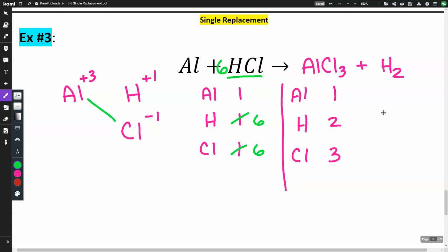So now we can fix the hydrogens the right way, and the chlorines. So we have 6 on the left, I have 2 on the right, so let's put a 3 here. 3 times 2 makes this a 6. And I need 6 chlorines. So to do that, I'm going to put a 2 right here. 2 times the 1 aluminum is 2. 2 times the 3 is 6. On the left side, I have 1 aluminum. On the right side, I have 2. So let's put a 2 right here. Wow, that was a lot of work. And balanced.